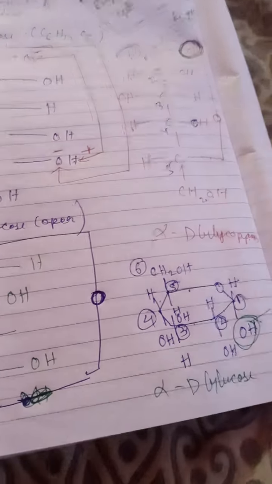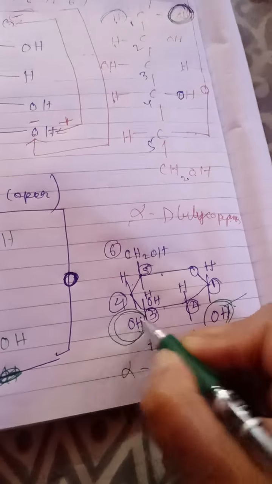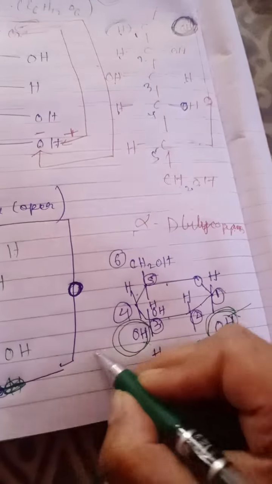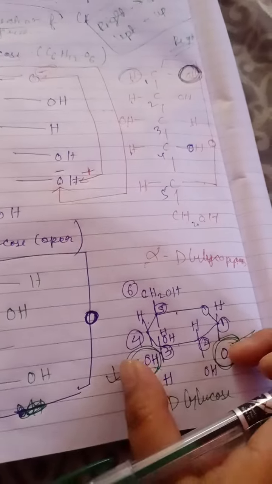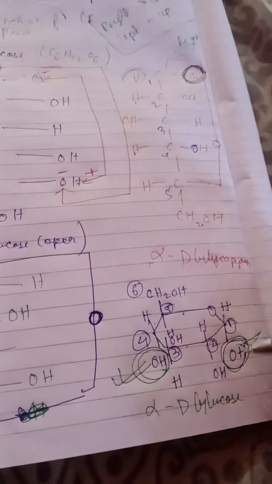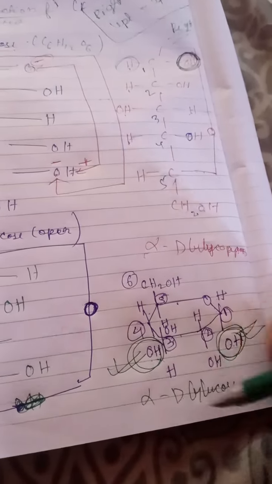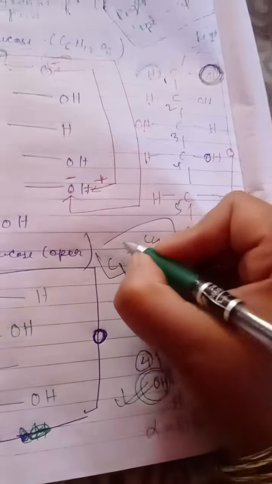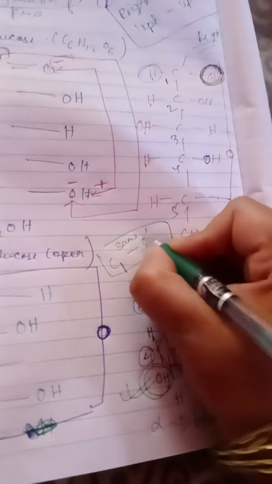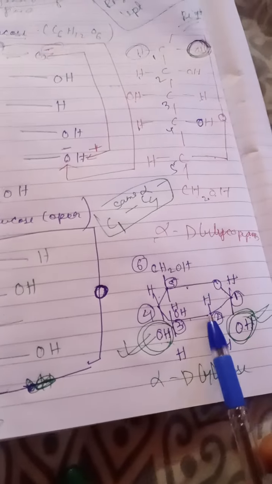For this OH you should take reference from carbon number 4. Just take the carbon number 4 OH beside it. Carbon number 4 OH is also down, and carbon number 1 also down. If carbon number 4 and carbon number 1 are in the same plane, meaning both are down, then this is the structure of alpha. Carbon number 1 and carbon number 4 should be in the same plane in case of alpha. Okay, just remember this structure.